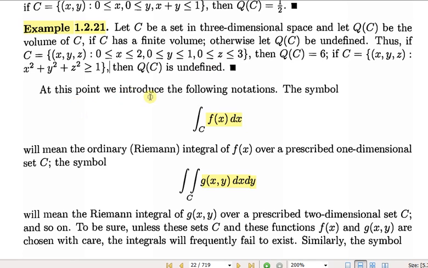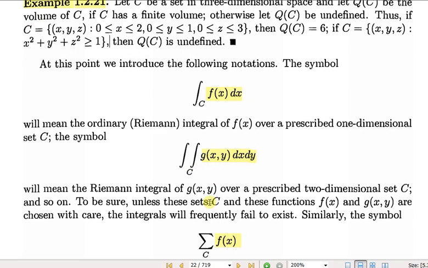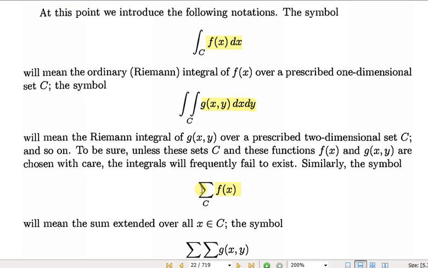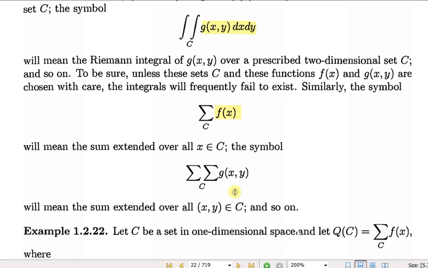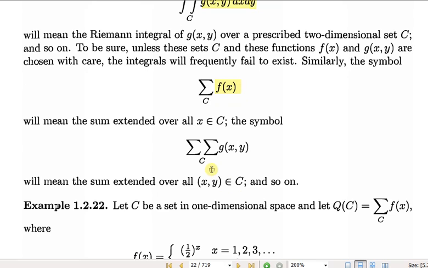At this point, we introduce the following notation: the symbol integral of f(x) dx in one dimension. It's an integral in two dimensions as well, and it is the symbol of summation of f(x) in one dimension, and summation in two dimensions.